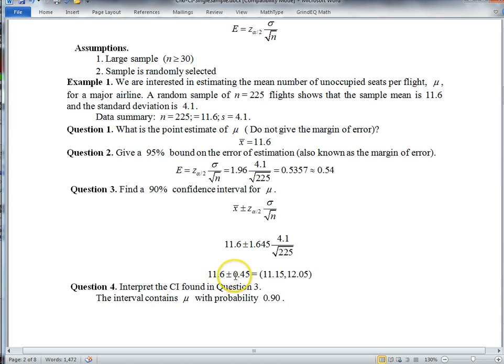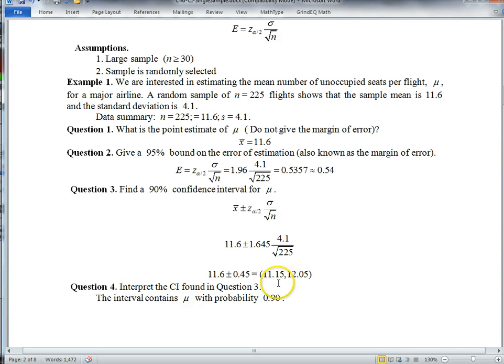And remember, now my 90% margin of error is just this piece, which is 0.45, a little bit less than half a seat. So my confidence interval is 11.6 plus or minus the margin of error. I subtract, I get 11.15, I add, I get 12.05.